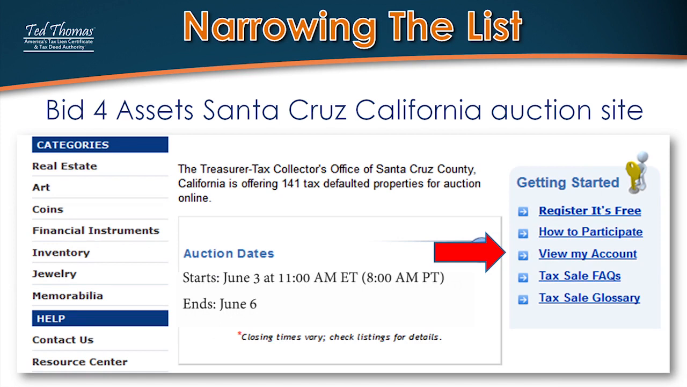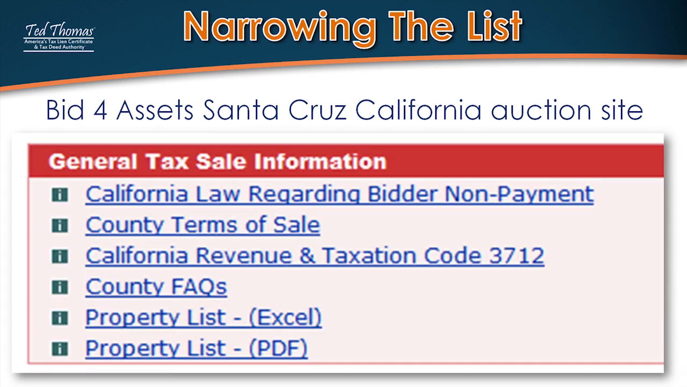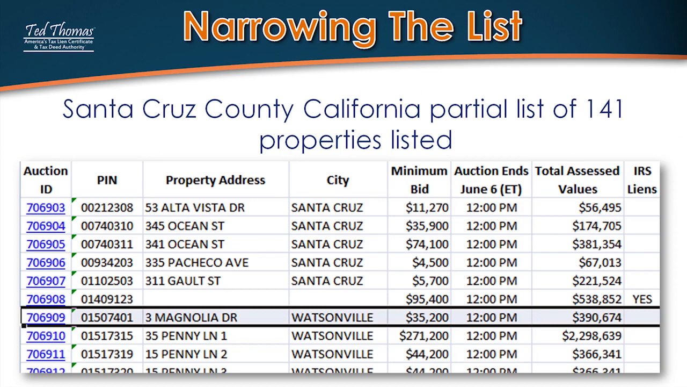And further down the page, you will see on the right, there's a lot of links to good pieces of information that you should review before bidding at the auction. And further down the page a little bit more, you'll see more information that is important to know, including the property list. Now, you can get the property list as an Excel spreadsheet, or you can get it as a PDF. I selected an Excel spreadsheet because that gives me a live link to property information if I click on that auction ID on the left.